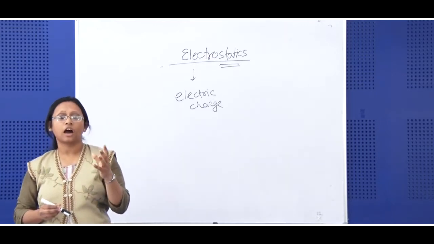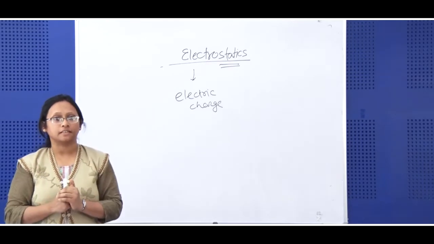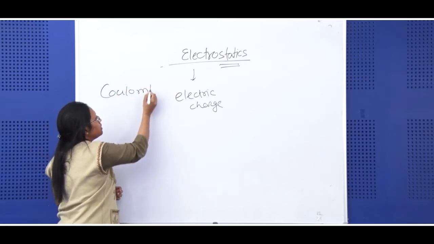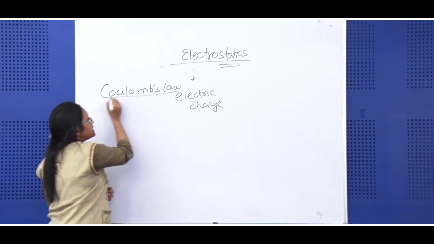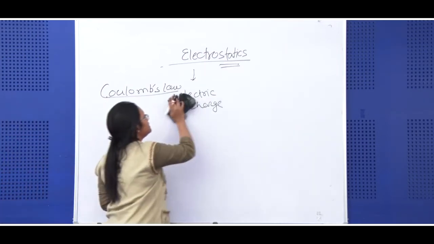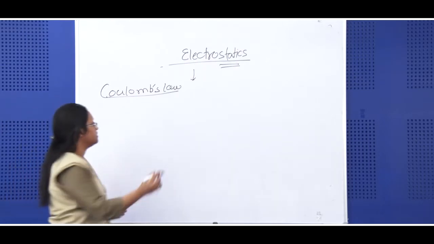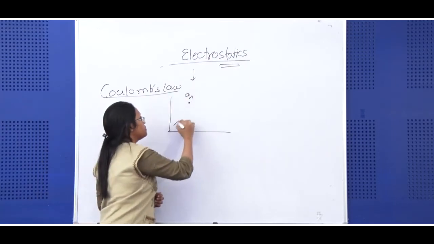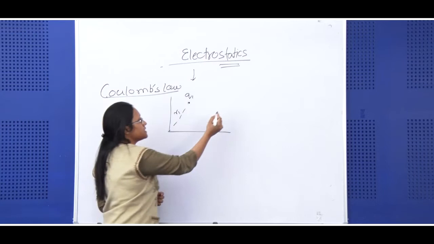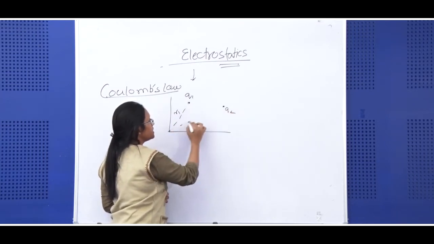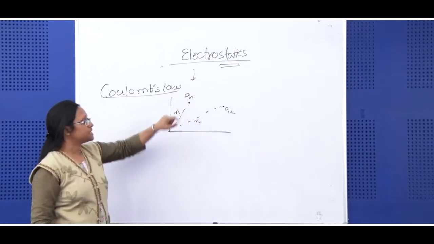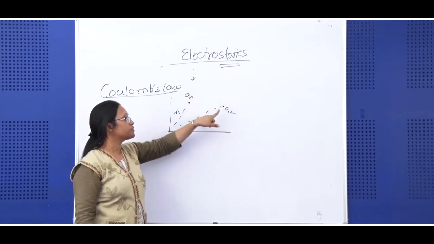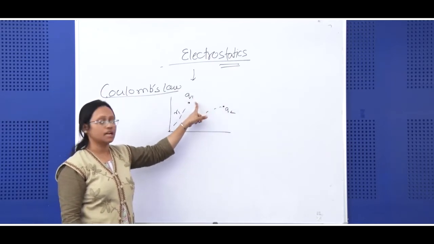Now the question is, with how much force will two charges attract each other? That is given by Coulomb's law. Coulomb's law states that let you have two charges. One is Q1 whose position vector is R1. Another charge is Q2 whose position vector is R2. Now the question is how much force will be experienced by Q1 when there is charge Q2, and how much force will be experienced by Q2 when there is charge Q1.